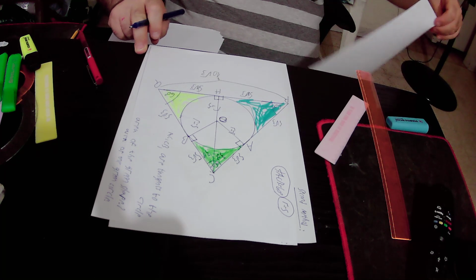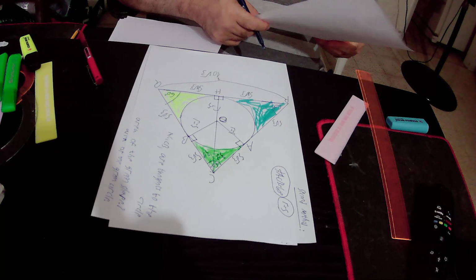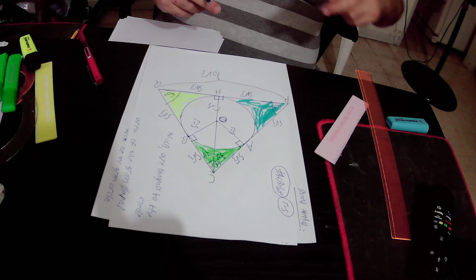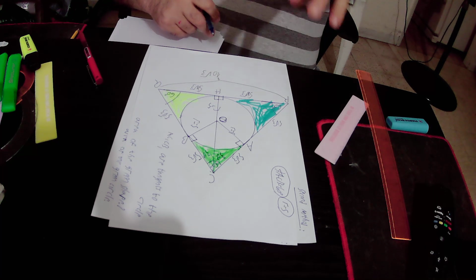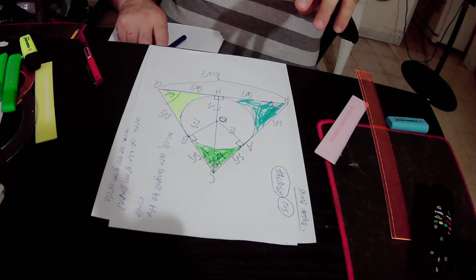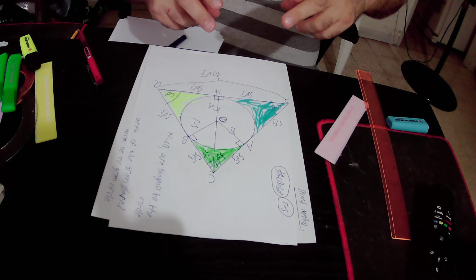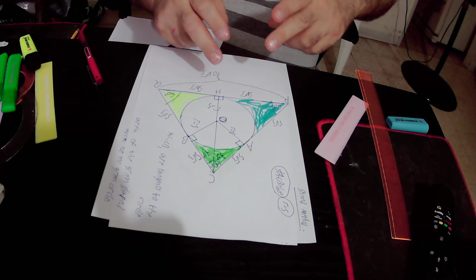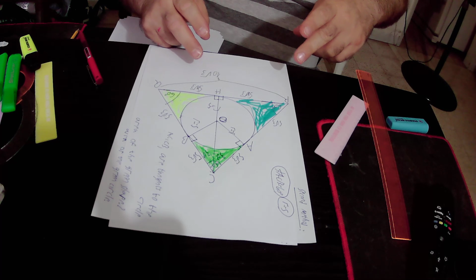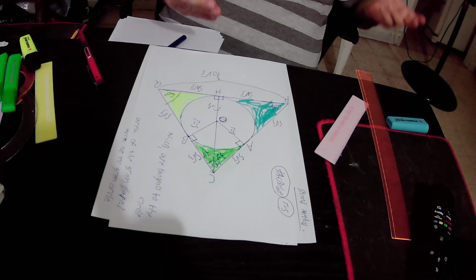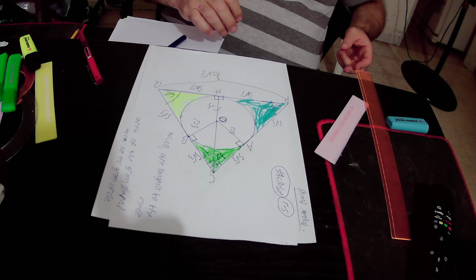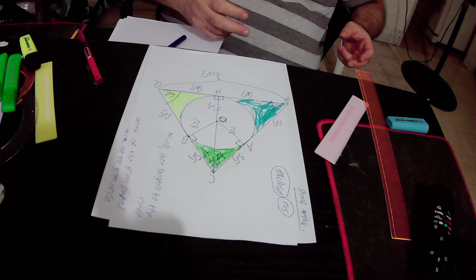But as you can see from the drawing, those three shapes are identical to each other. They have the same sides, and the angle between those two sides is also the same. It equals 60 degrees. So because those three shapes are identical, they will also have the same areas.